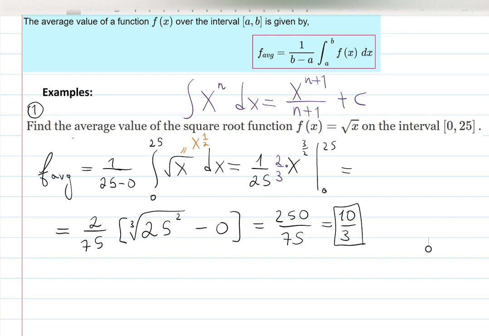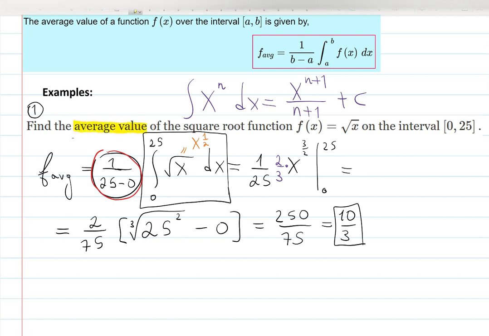The exact value was the same answer, but without multiplying by 1 over 25, right? So the average value only has this piece in front of it. That's the whole difference. Every time we ask you to find the average value, you should not forget to multiply your integral by 1 over b minus a. So just note that, I will make a note in blue.